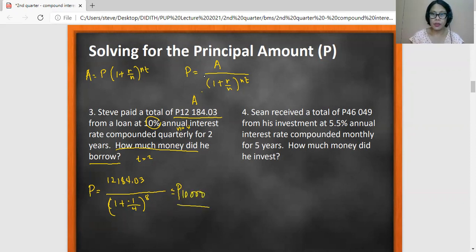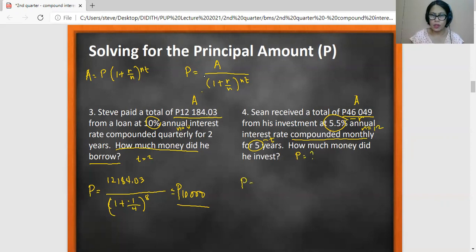In here, Sean received a total of 46,049. So this is the final amount from his investment at 5% annual interest rate. So this is your R, compounded monthly. Again, N equals 12. And then this is your T. So how much money did he invest? So this is solving for P.